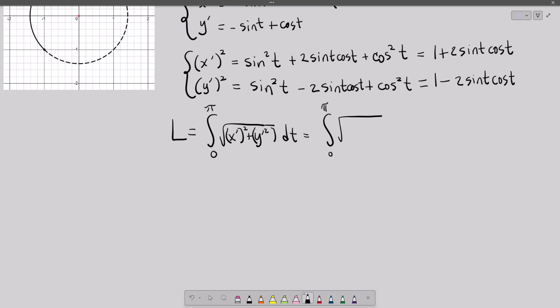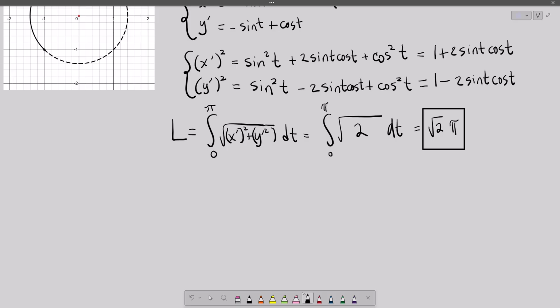Yeah, 2. Let's see. When we add those together, we get 2. Yeah, great. That's easy. What's the final answer? Yeah, square root of 2 times pi. Square root of 2 times pi.